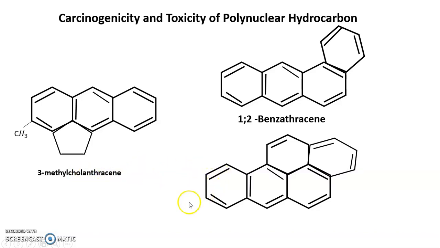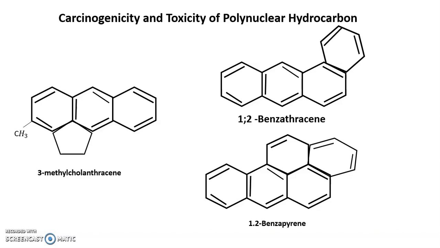1,2-benzopyrene, and 9,10-dimethyl-1,2-benzanthracene are carcinogenic in nature. I will show the structures here. These are all carcinogenic in nature.